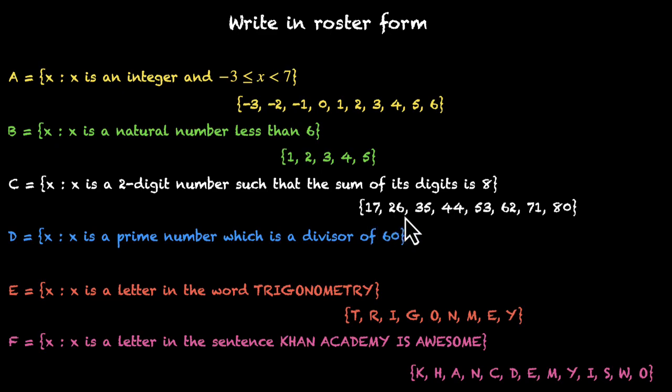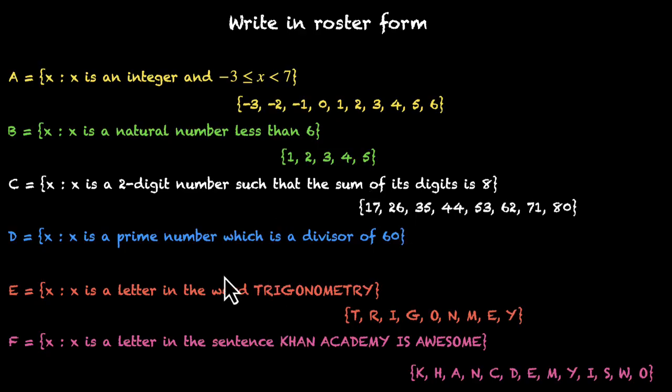Tens is 2 and then 6. 2 and 6 add up to 8. 3 and 5, 4 and 4, and then the reverse. 5 and 3, 6 and 2, 7 and 1, and also 8 and 0. Sometimes we miss this one. 8 plus 0 is also 8. So this is our set of all 2-digit numbers such that the sum of the digits is 8.